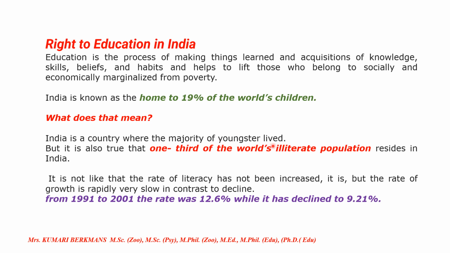A majority of the world's youngsters are living in India, but it is also true that one third of the world's illiterate population resides in India. Make a note of this point, it may be important from the examination point of view. One third of the world's illiterate population resides in India. So India has to move forward to educate all those people, and India should be a developed country.